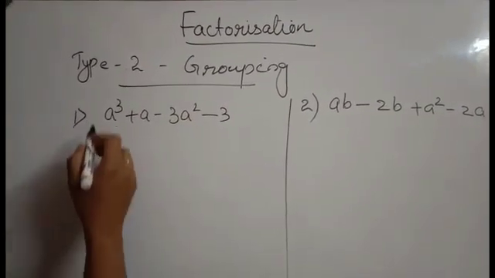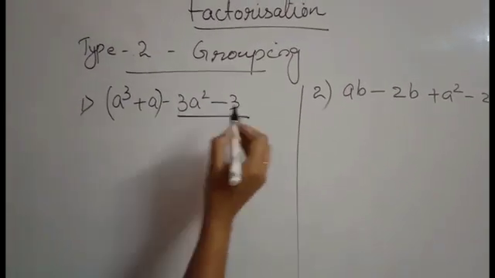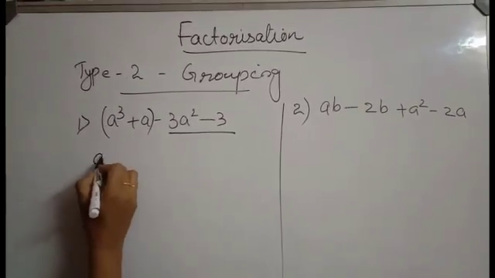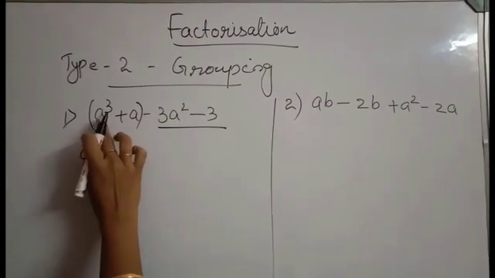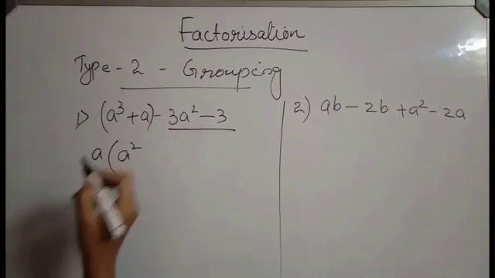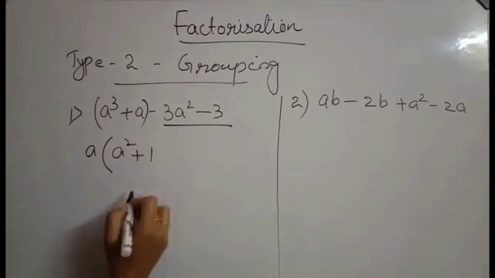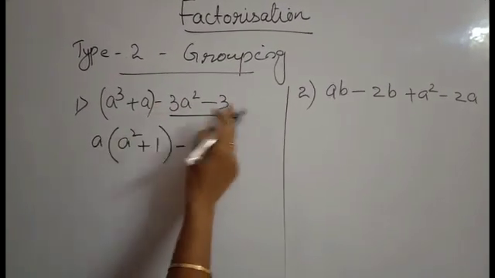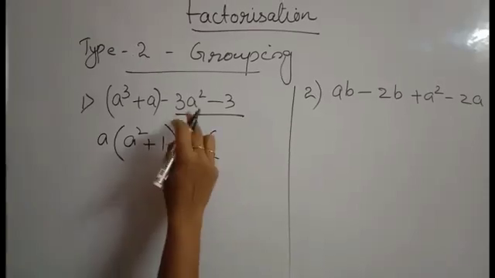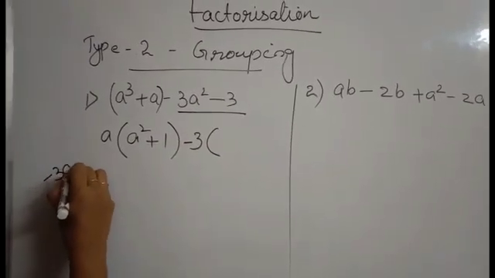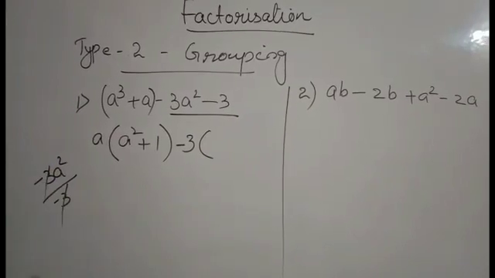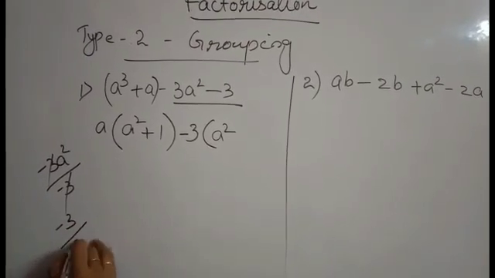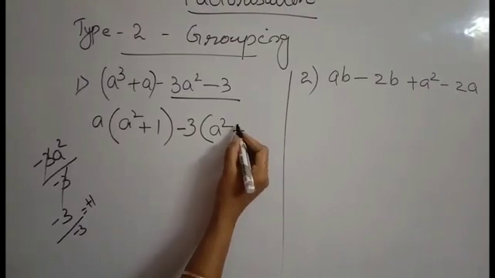If you consider this, we'll group a cube and a in one group and this in another group, minus 3a square minus 3. In these two, a cube and a, you can take a as a common factor. If you take out a from here, you have to divide a cube by a. You will get a square, plus a by a will be 1. Then if you consider these two terms here, minus 3a square and minus 3, we will take minus 3 common. If you take minus 3 common here, minus 3a square by minus 3, minus 3 and minus 3 get cancelled. You will get a square as the term here. And the same way, minus 3 by minus 3 will be plus 1.